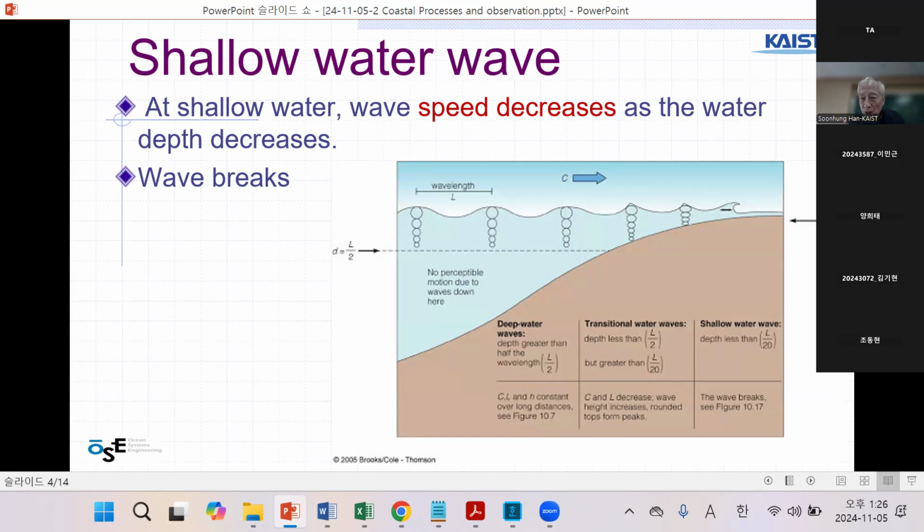So this one shows a small picture. You may not see, but you can see that the shape of the circle is flattened because the depth is shallow, right? And then finally it becomes steep, and then the speed is slow. And then you may see also the calculation equation for waves.